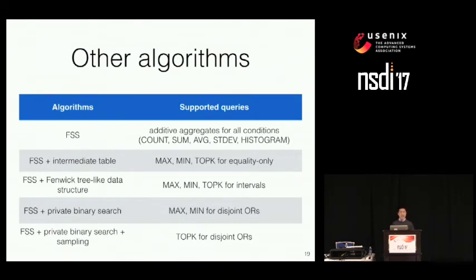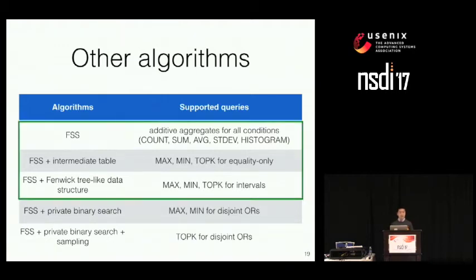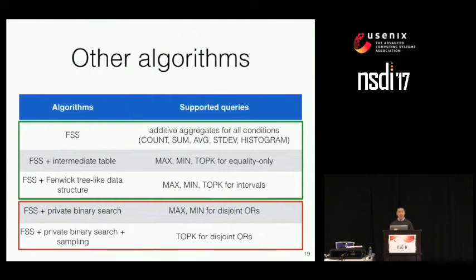So in the last few slides, I showed you how Splinter can execute additive aggregates like count and sum, and non-additive aggregates like max, min, and TOPK for equality only and interval conditions. I won't have time to describe how we do non-aggregate queries with disjoint OR conditions, so I'll refer you to the paper for more details.